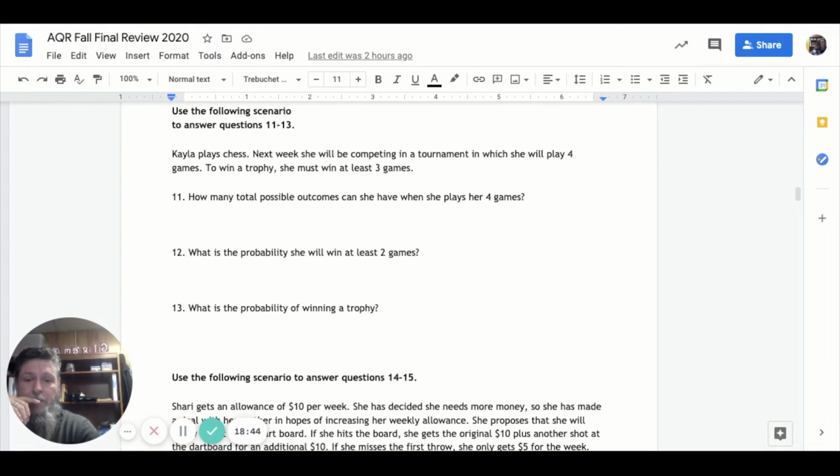Okay? So question 12, what is the probability she'll win at least 2 games? Okay, so this becomes a little more difficult. It's not that difficult. You just have to look at all the possible outcomes. So our best bet on this one, whether you like it or not, is to use Pascal's triangle. Since it's binomial probability, let's do that.